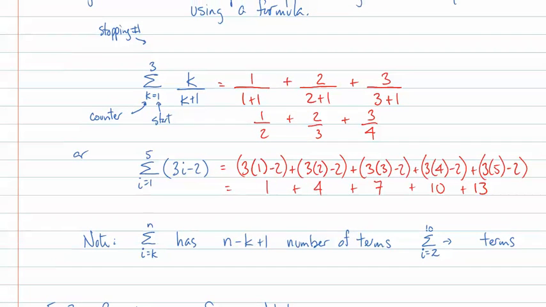A note about sigma notation and the number of terms. If the counter variable starts at some number k and ends at some number n, then there will be n minus k plus 1 number of terms. You can pause and think about that and consider why that would be. Try it out on this expression, I equals 2 to 10, and predict how many terms there are. You should have written 9 terms.